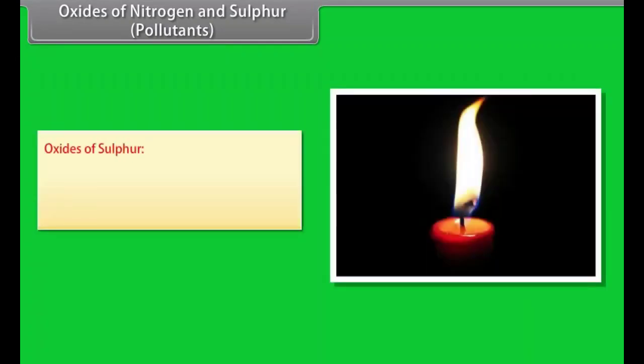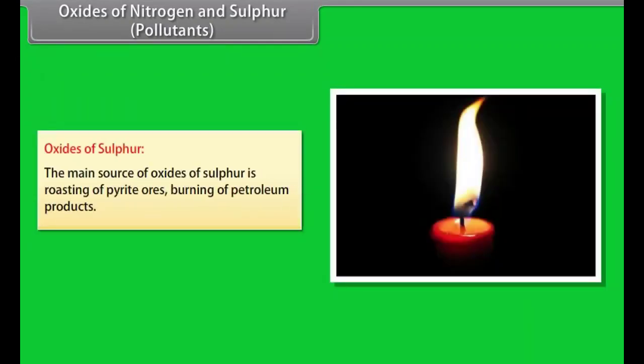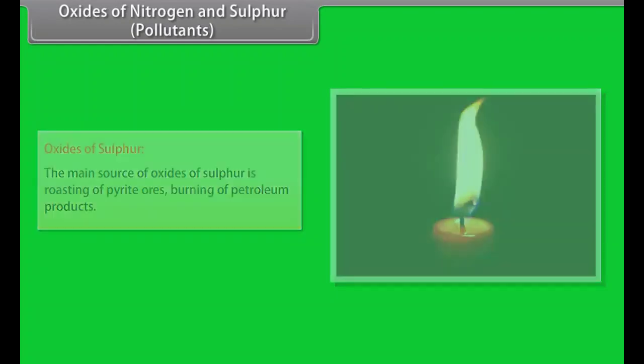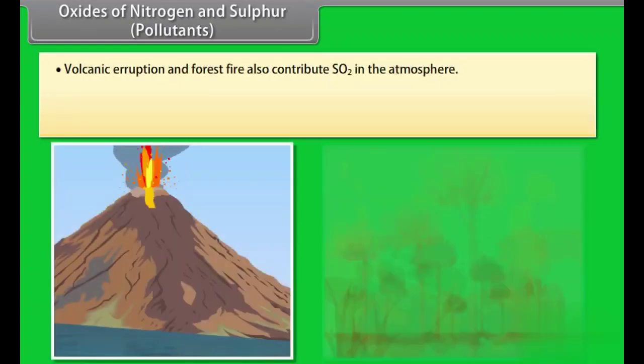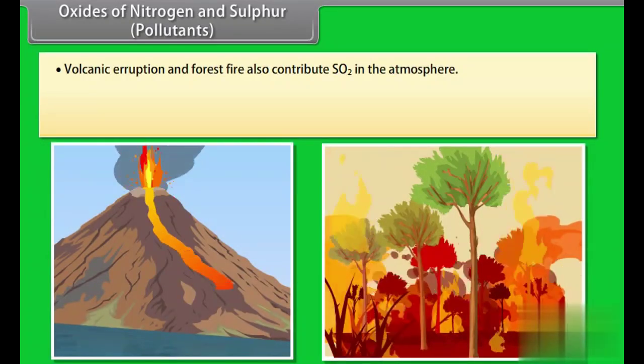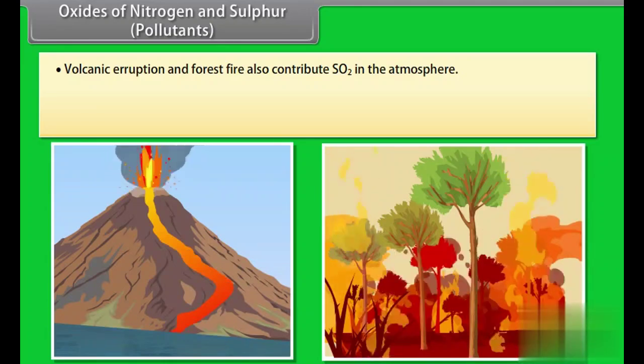Oxides of sulfur. The main source of oxides of sulfur is roasting of pyrite ores and burning of petroleum products. Volcanic eruption and forest fire also contribute SO2 in the atmosphere.